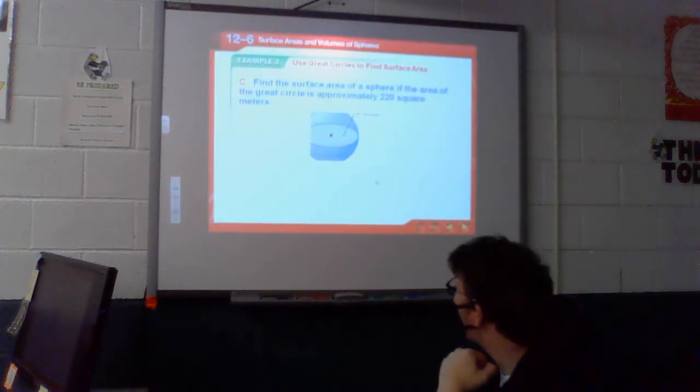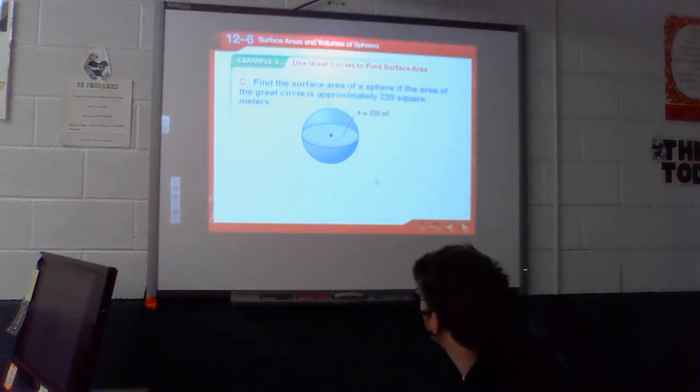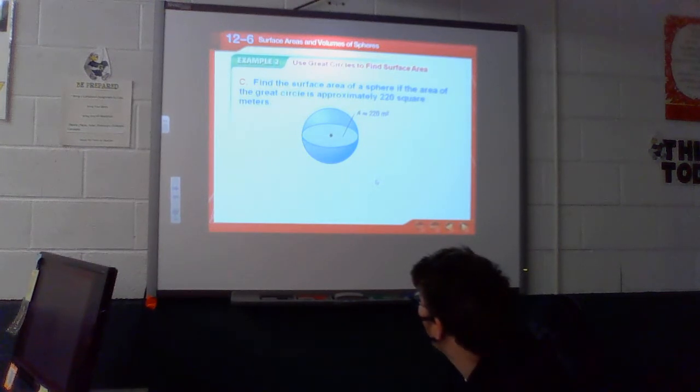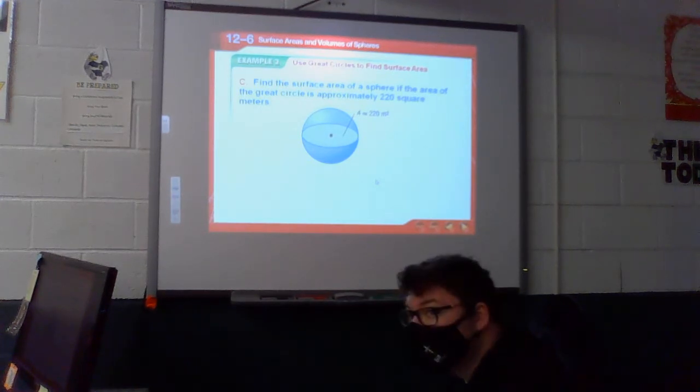So, here's one. Find the surface area of a sphere if the area of the great circle is approximately 220 square meters. So what does that mean to you? What does that help us? Or why do they give us the area of that great circle in order to find the surface area of the whole thing? I'm going to find the radius, right? So, what is the area of a great circle?